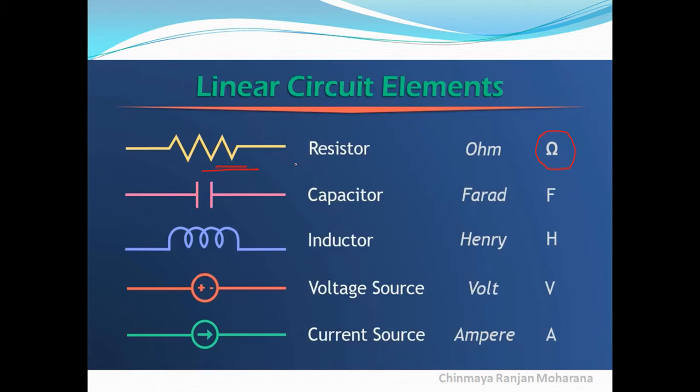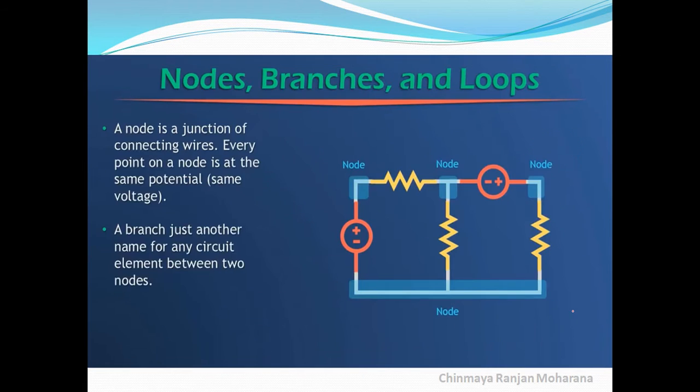Then, what is the unit of a resistor? You simply note it as ohm. Similarly, capacitor is farad, inductor is henry, voltage source is V, current source is A. Then next we discuss what a node, branch and loop are. Why do we need these terms? Because we have to simplify our circuit as per our need.